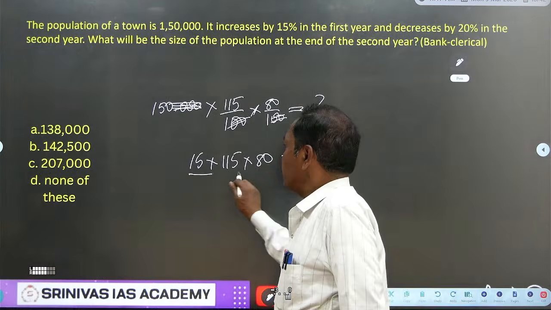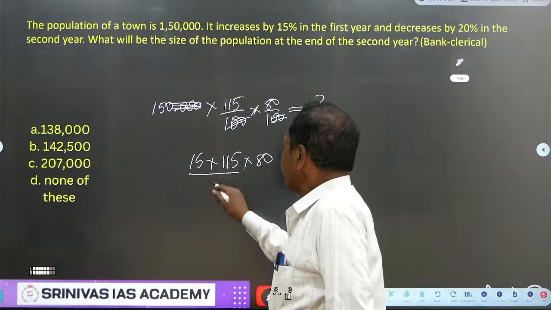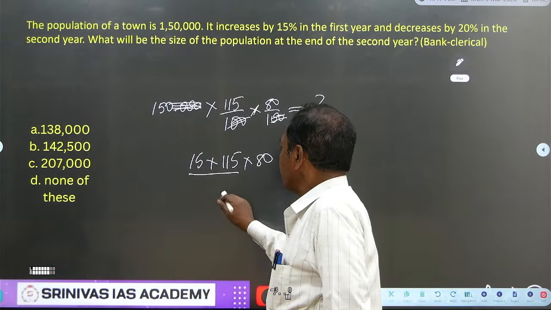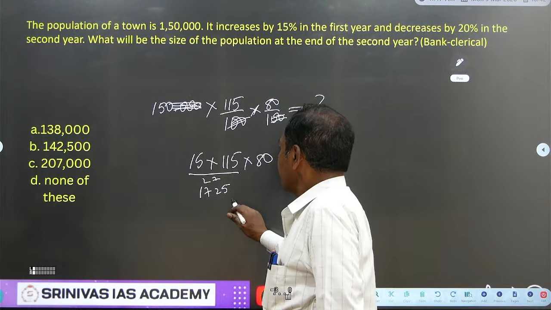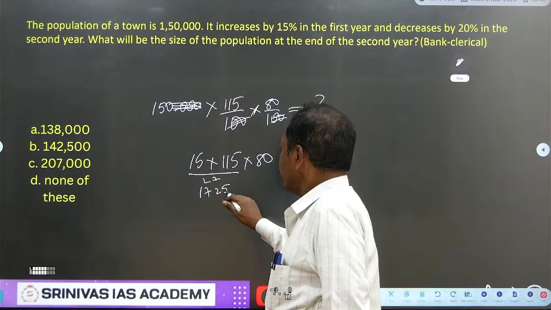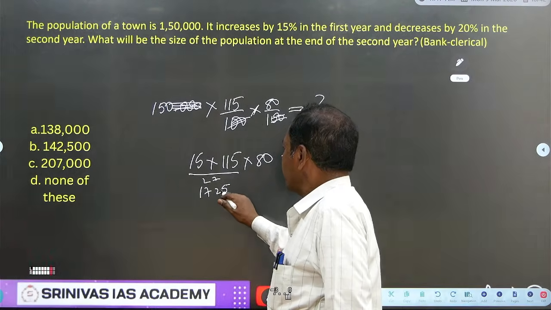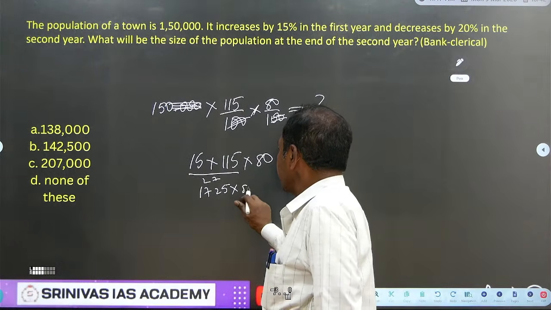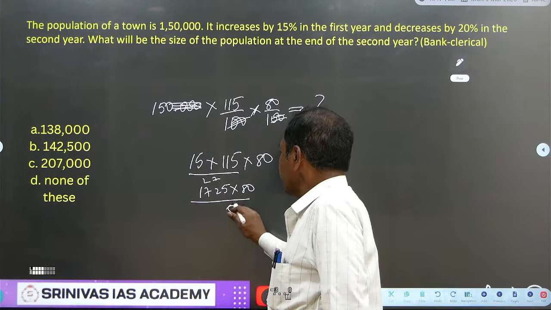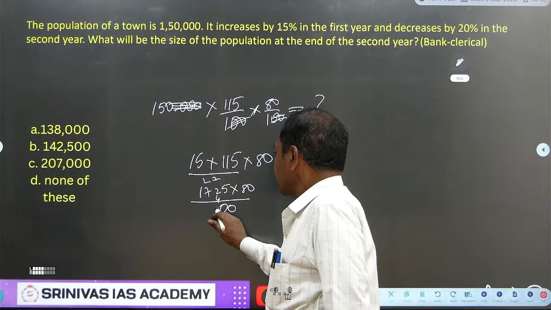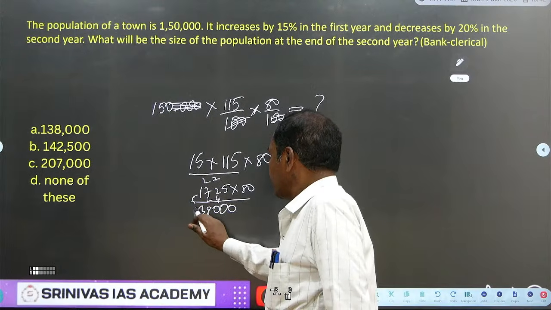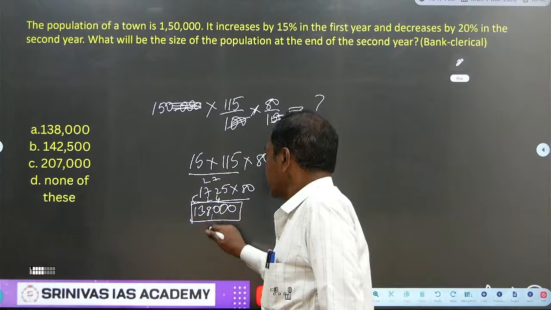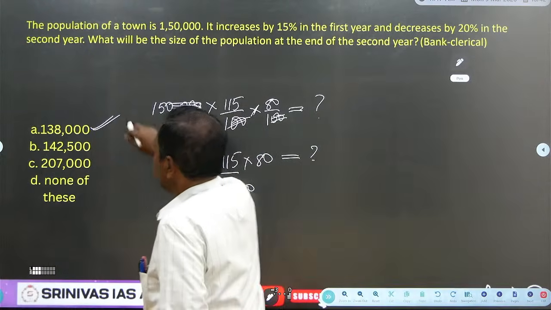First we can try for this one. 15 into 5 is how much? 75. 22, 17. 15 5s are 75. 15 to 2, 17 into 80. Put 0 like this. 8 5s are 40. 16, 20, 56, 58, 13. So 1,38,000. Option A.